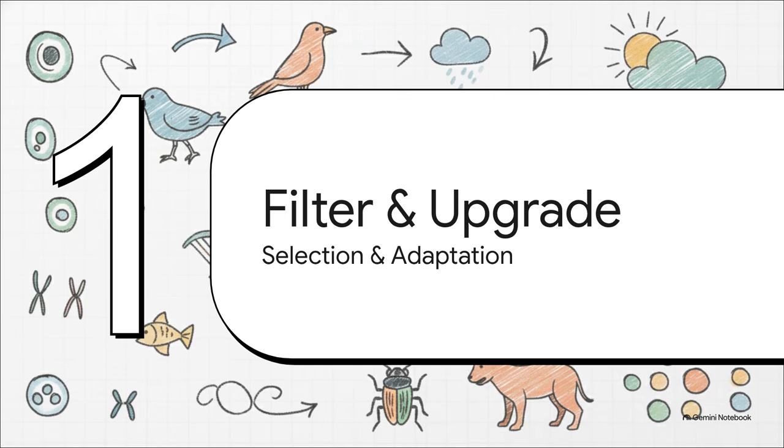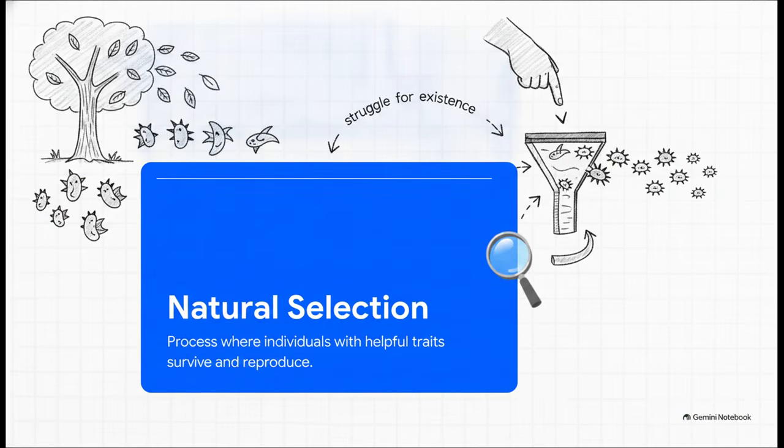Moving on to part 2, the filter and the upgrade, looking at selection and adaptation. So what acts on all these raw materials? A filter, famously known as natural selection, a concept proposed by Charles Darwin. Here's the deal. Because environments have limited resources, organisms produce way more offspring than can possibly survive, which creates a very real struggle for existence.